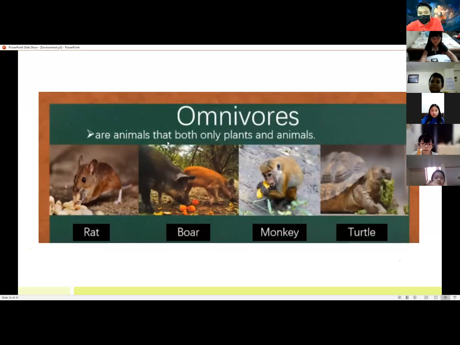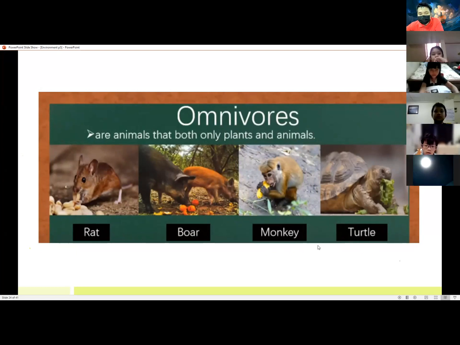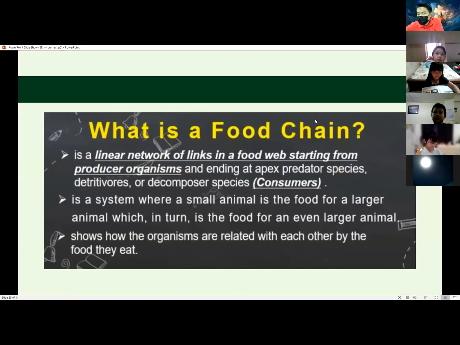Omnivores are animals that eat both plants and animals, like rat, parrot, boar, monkey, and turtle. Can you give me another example? Cat, dog, parrot. What else? Birds. Yes, maybe. Chicken. Correct. Cat.